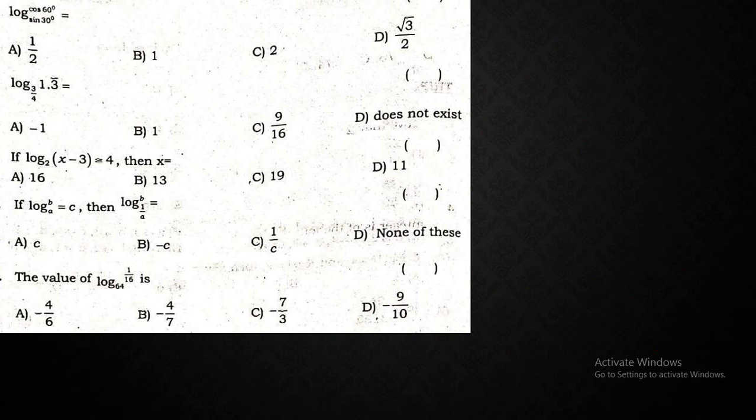Log of cos 60 to the base sin 30. So cos 60 value, sin 30 value, both are the same. So log a to the base a value is 1. Next, already we have done this problem. So 1.3 bar.